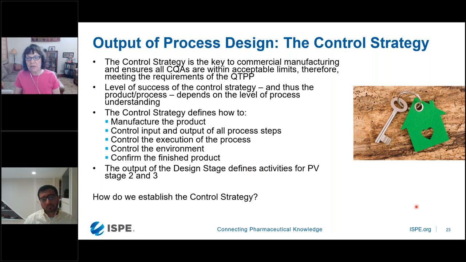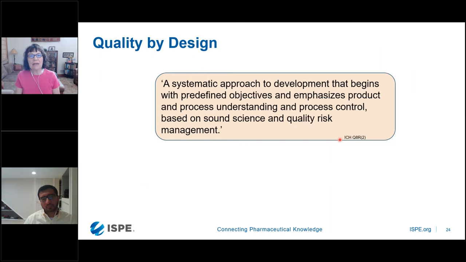We're saying that it's key. We're saying how important it is. What are the steps that we'll take? Well, we'll be applying quality by design principles. Right, these quality by design principles defined in ICH Q8, quality by design is defined as a systematic approach to development that begins with predefined objectives and emphasizes product and process understanding and process control based on sound science and quality risk management. So what does that systematic approach look like?